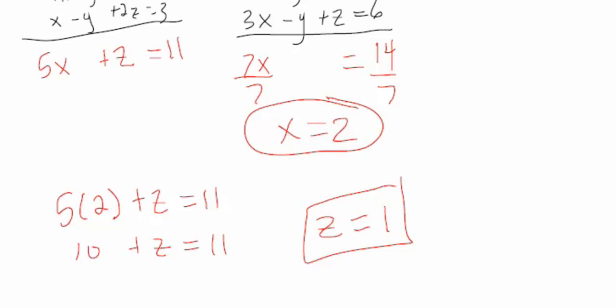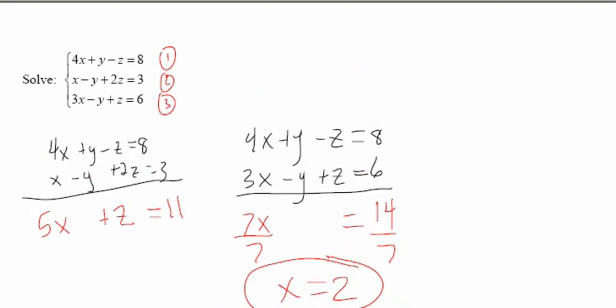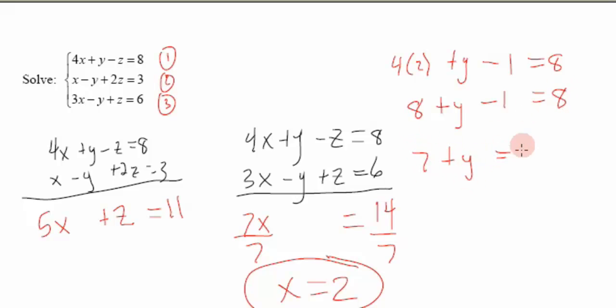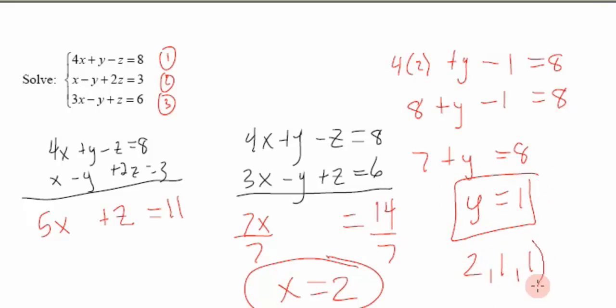x is 2. And to go back and get y, we just go back up into here and plug it into one of these guys. So let's put it here. x is 2. 4 times 2 plus y unknown minus 1 for z equals 8. 8 plus y minus 1 equals 8. 7 plus y equals 8. y equals 1. So it looks like 2, 1, and 1 is my solution. And you can check that in all three of them.